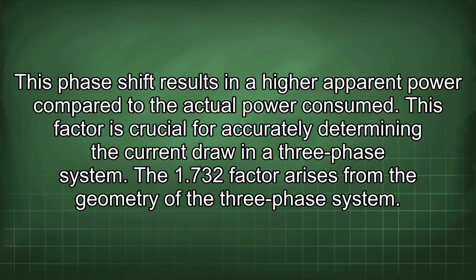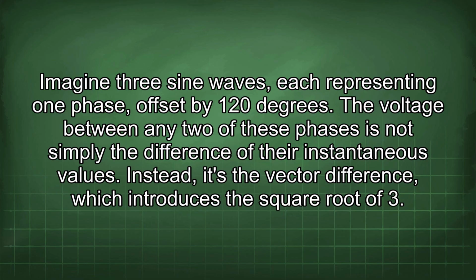The 1.732 factor arises from the geometry of the three-phase system. Imagine three sine waves, each representing one phase, offset by 120 degrees. The voltage between any two of these phases is not simply the difference of their instantaneous values. Instead, it's the vector difference, which introduces the square root of 3.